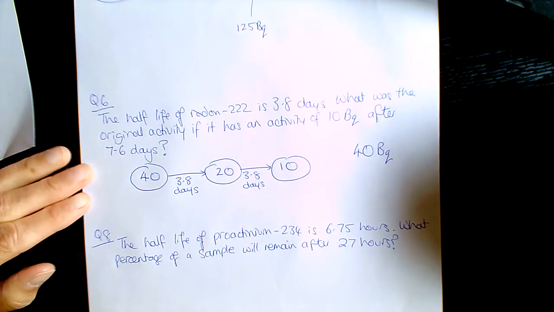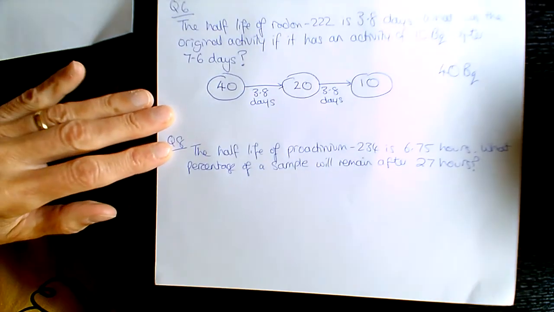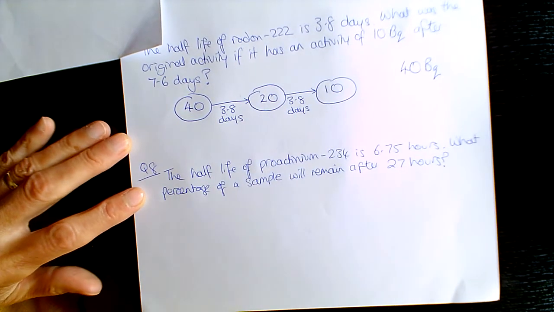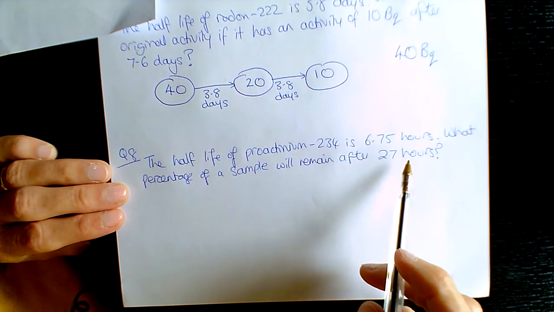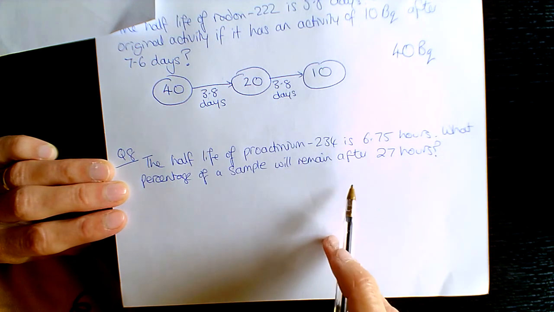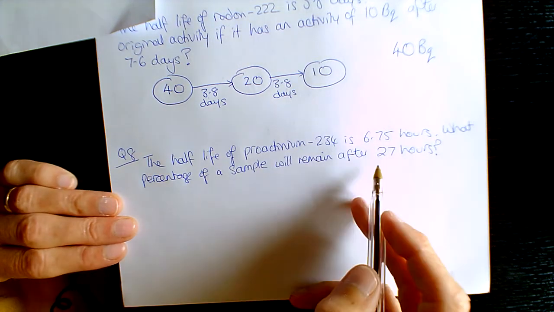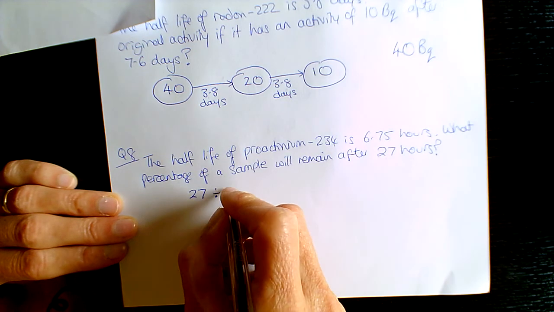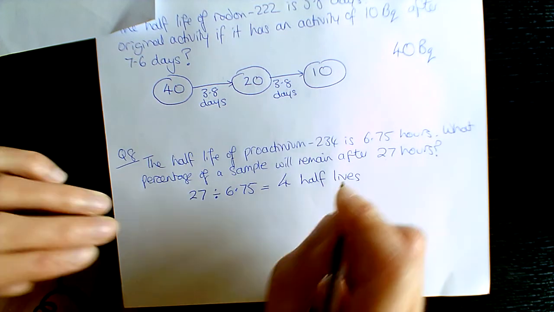And doing it visually like this does definitely help. Okay, so the next one that I'm going to show you is about the half-life of protactinium-234, which is 6.75 hours. What percentage of a sample will remain after 27 hours? So the first thing you've got to do here is work out how many half-lives is 27 hours. So you do 27 divided by 6.75, which gives you 4 half-lives.